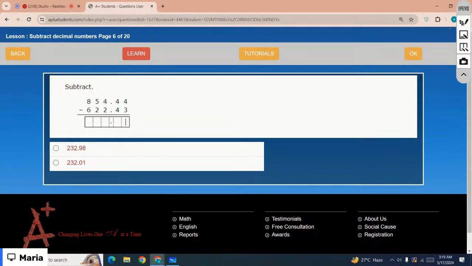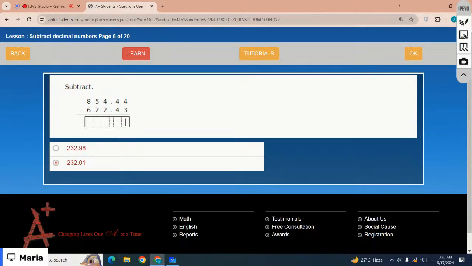Which is the correct option? The correct option is option number 2. That is 232.01 is the correct option. Option number 2 is the correct option.